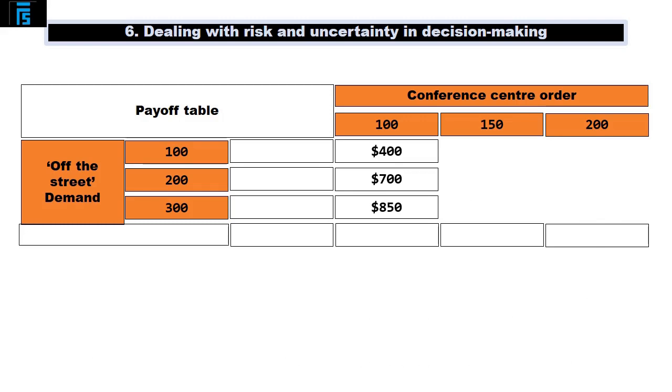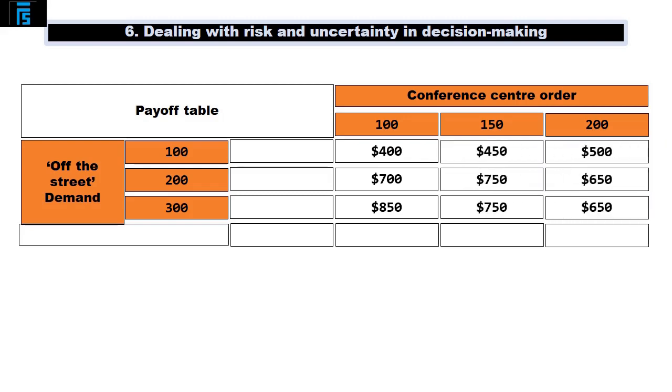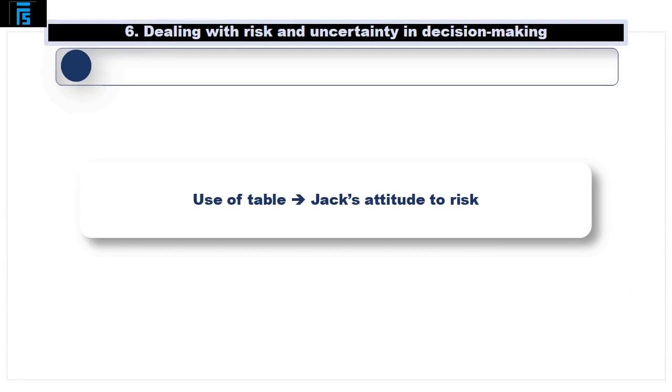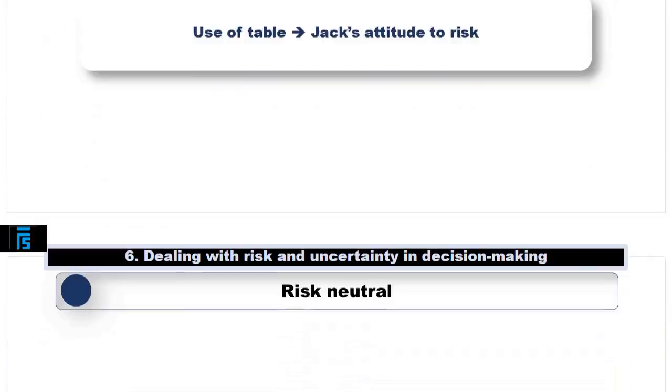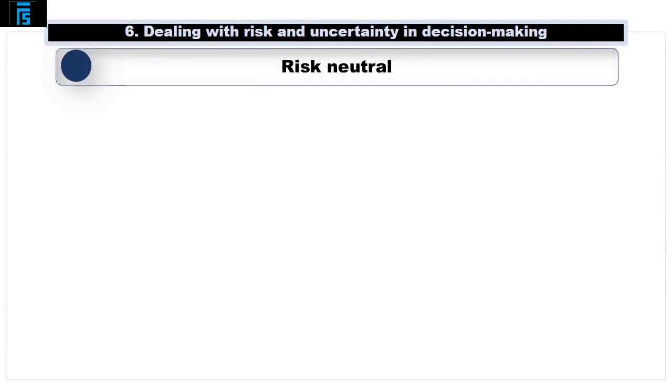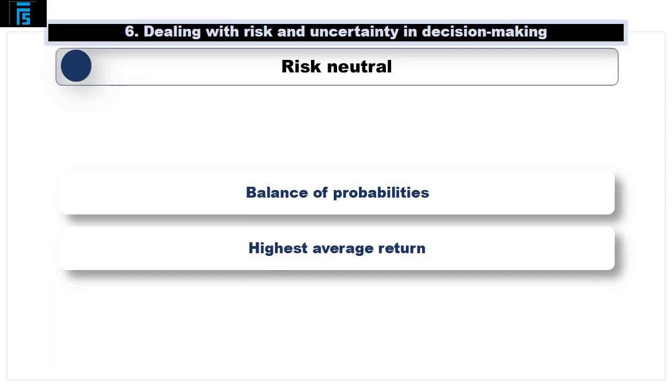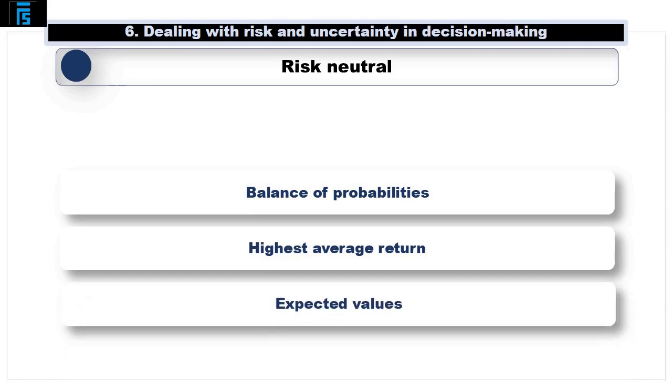Following the same process for the other two columns, we populate the payoff table. We'll be coming back to this table again and again in this part of the syllabus. How Jack uses this table will depend on his attitude to risk. Let's start off by assuming he is risk neutral. This means he makes his choices based on the balance of probabilities. He'll choose the option which, on average, will earn him the highest return. In other words, he will make his choice based on expected values.